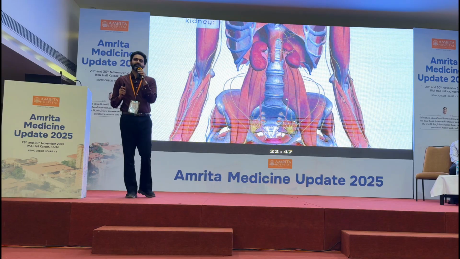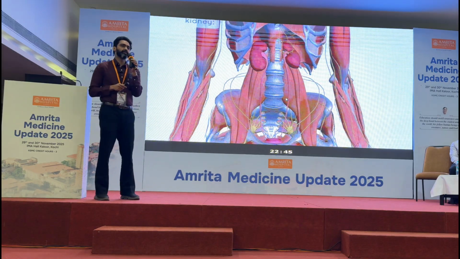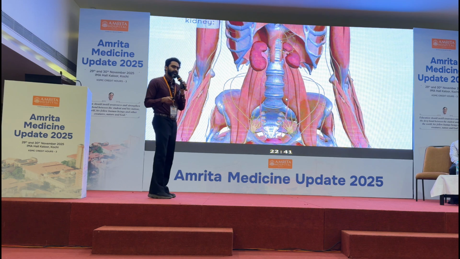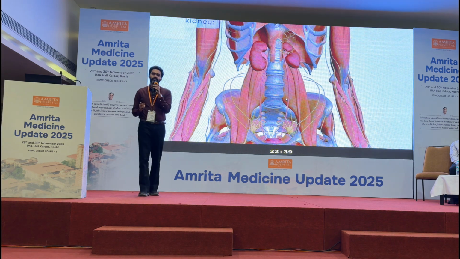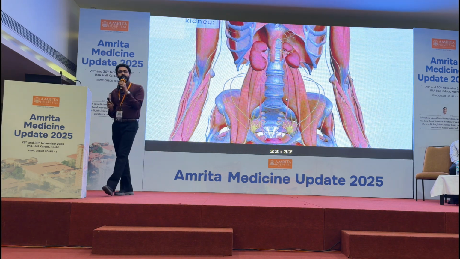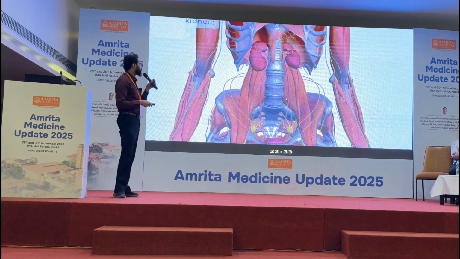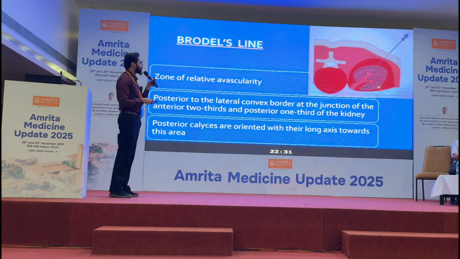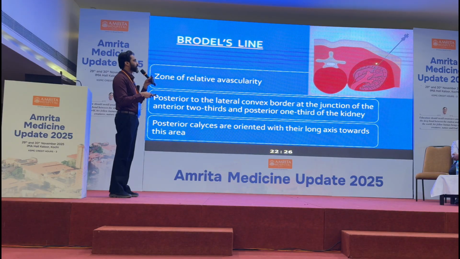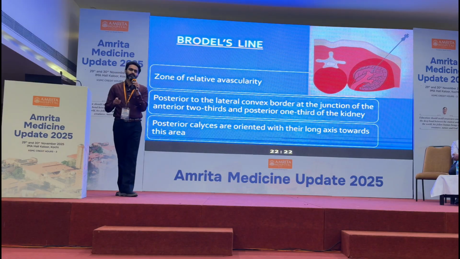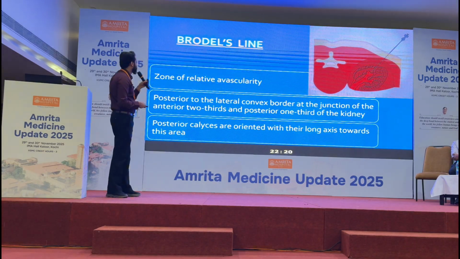Renal biopsies are always tricky when compared to liver biopsies. It is also because all these patients who are sent for renal biopsy may have higher creatinine and platelet dysfunction. So they are more prone to biopsy-related bleeding. So what we do is that we follow a path, Brodel's path, which is said to be a relatively avascular zone, but it is not practically possible in all cases.